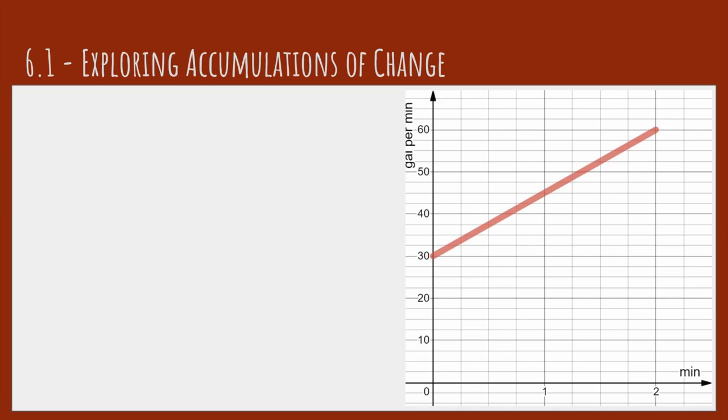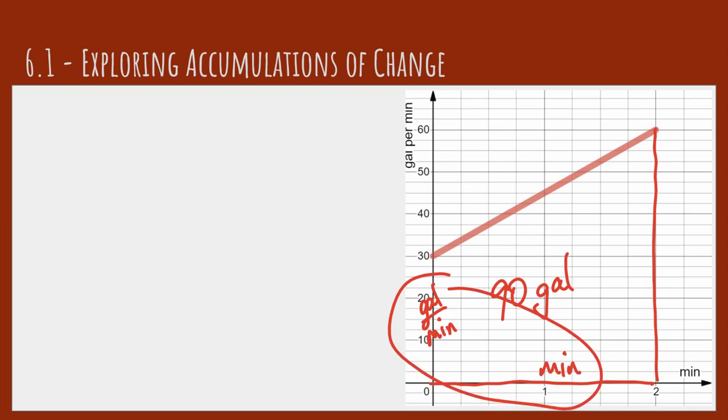One more idea that I want to talk about here, and that's going to have to do with something I've really talked about already. When we found this area here before, we got not just an area of 90, but we also included units and said that's going to be in gallons. Well, the reason is geometrically, when we're finding areas, we are multiplying lengths, and in the coordinate plane, those lengths have units. Horizontally, that's going to be minutes, and vertically, that's going to be gallons per minute. So the areas that we get have units that are being multiplied.